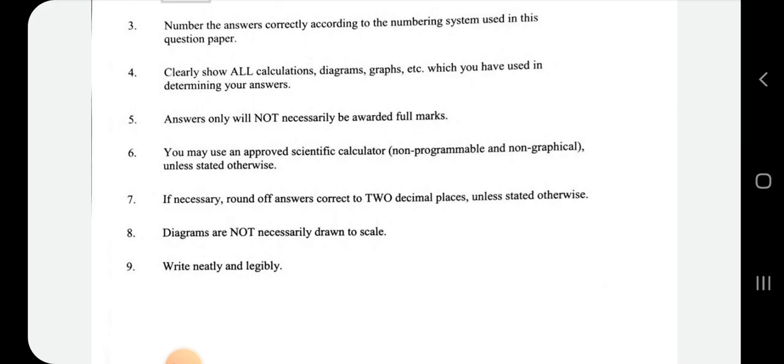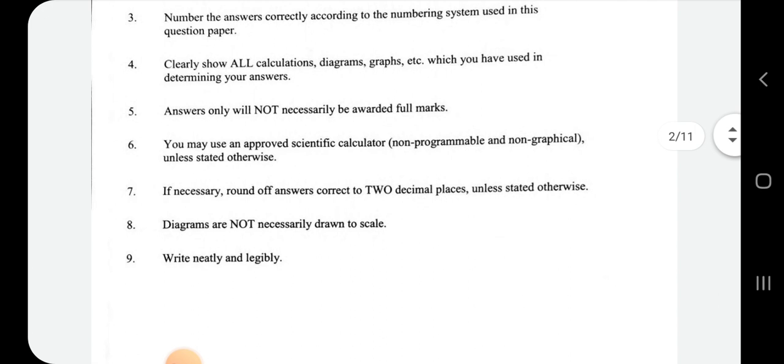Number 6 says you may use an approved scientific calculator, non-programmable and non-graphical, unless stated otherwise. So you're going to use your Casio, as it is a generally accepted one. Number 7 says if necessary, round off your answer correct to 2 decimal places. So wherever you're working with decimals in this question paper, round to 2 decimal places unless stated otherwise in that particular question. But if nothing was said about rounding in a specific question, then you use the rounding that was given to you on the instructions and information page.